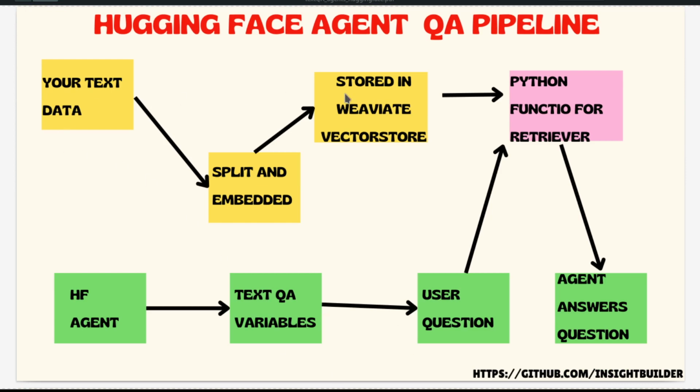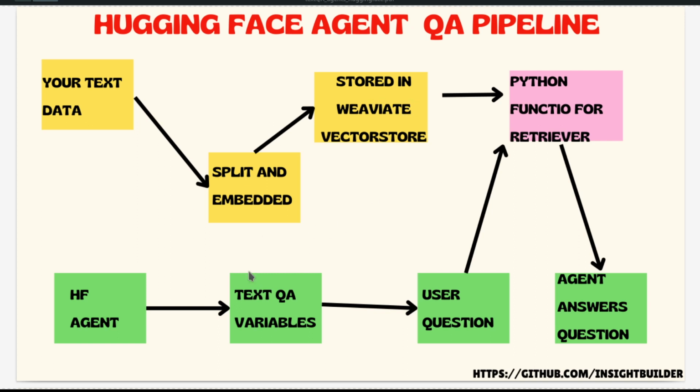So you see there are two starting points. One is the text data that you will be working with, and another is the Huggingface agent that will be the large language model. So what will initially happen is you will have a text data. It could be of any kind of document that you are having that is converted to text, and then it is split and embedded using any of the open source available libraries using sentence transformers, and then it is stored in Weaviate vector store.